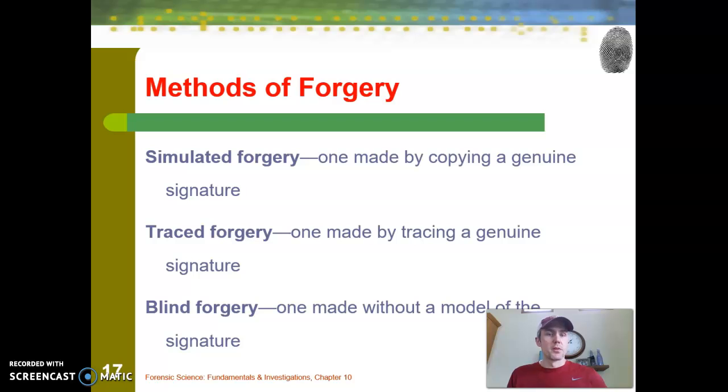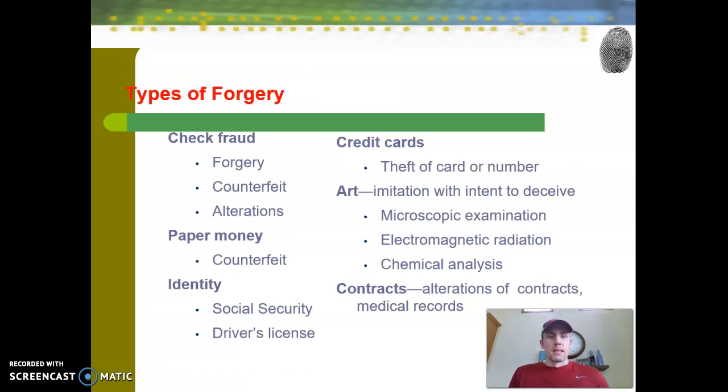There are three main types of forgery. Simulated forgery, which is copying a genuine signature. Traced forgery, one made by tracing a genuine signature, so taking the signature of someone and tracing it onto another document. Or blind forgery, where you have no idea what the signature looks like, you just make it up.